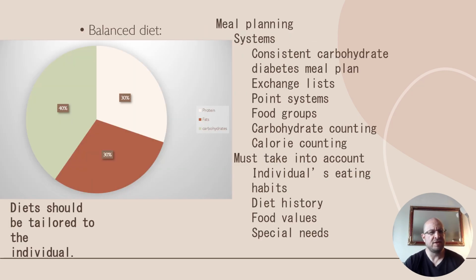Meal planning. Balanced diet includes 30% fats, 30% protein, and 40% carbs. So there's good carbs and bad carbs. Look that up. Consistent carbs, diabetes meal plan, exchange lists, etc. You can look at that. And the important thing is diets should be tailored to the individual.